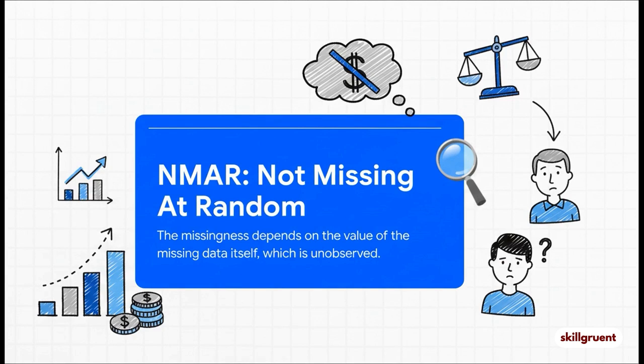And now for the most dangerous type, NMR. This is when the reason a value is missing is directly related to the value itself. For example, people with really high incomes are often the most likely to skip the income question on a survey. See, this isn't random at all, it's systematic, and it can introduce a massive bias into your results.